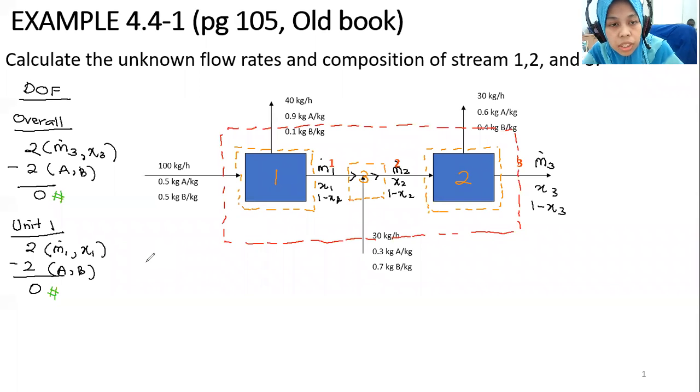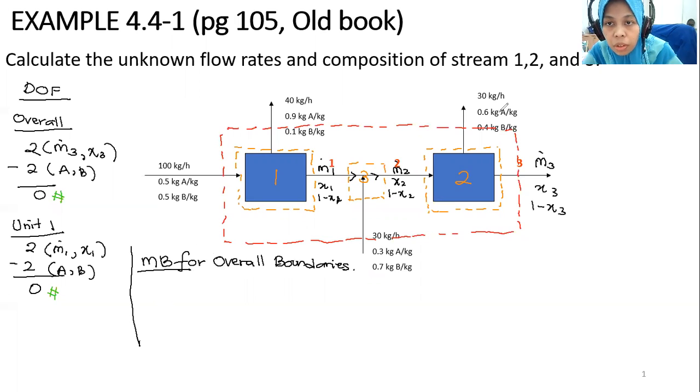So the material balance calculation. Now we start with the material balance calculation for the overall boundary. For the overall boundary, we have the overall balance and also the substance balance. So we start with the overall balance. Just look at whatever is in and out for the red boxes only.